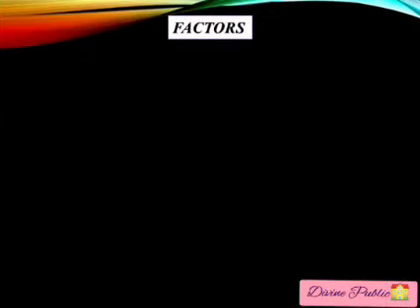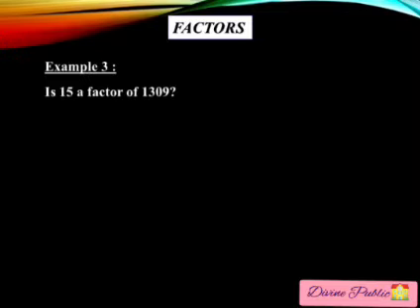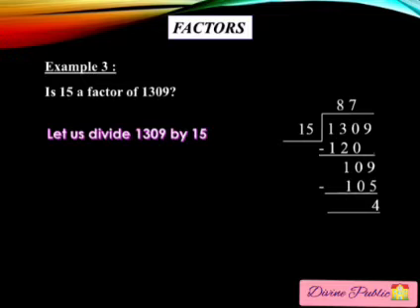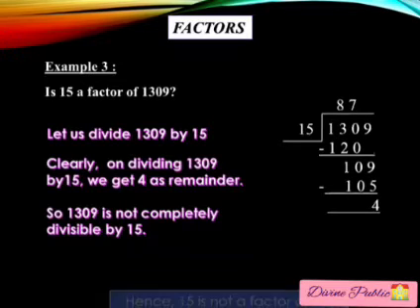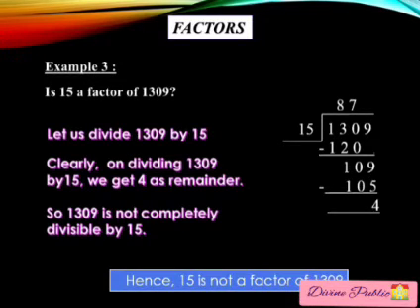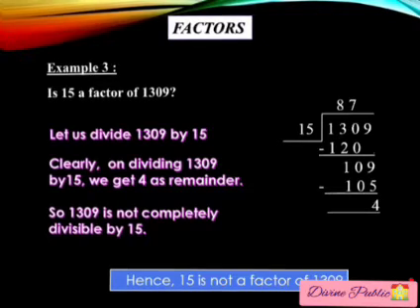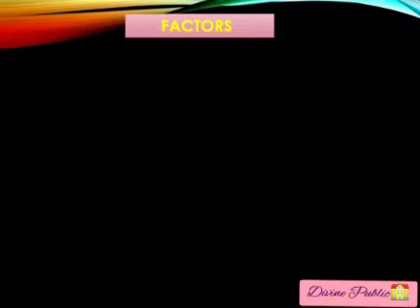Let us see example 3. Is 15 a factor of 1309? Again, we will divide 1309 by 15. In this division, you can see here, on dividing 1309 by 15, we get 4 as remainder. So 1309 is not completely divisible by 15. Means 15 is not a factor of 1309.